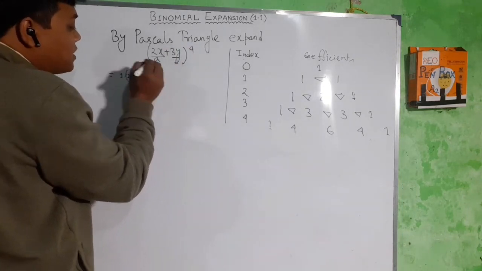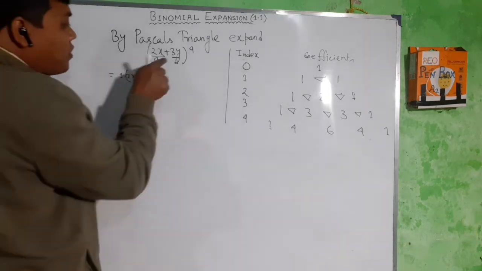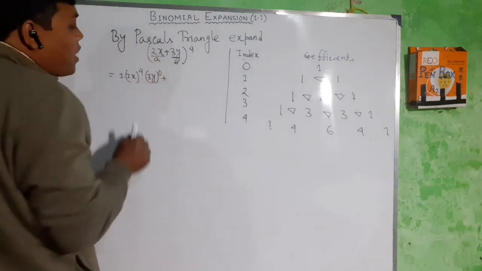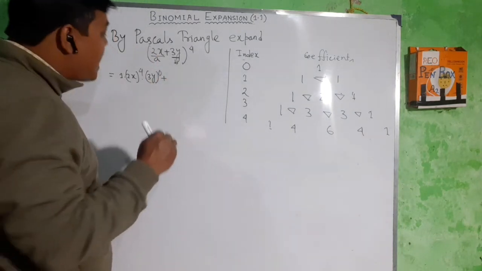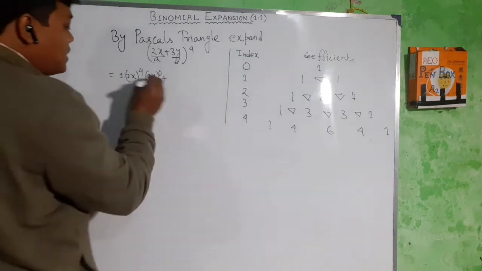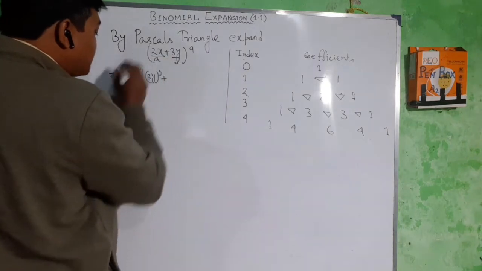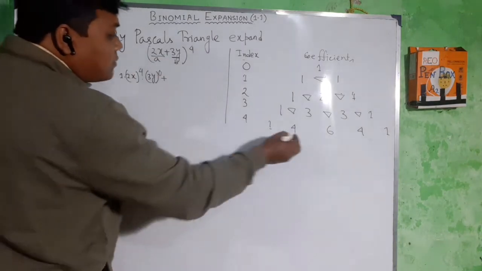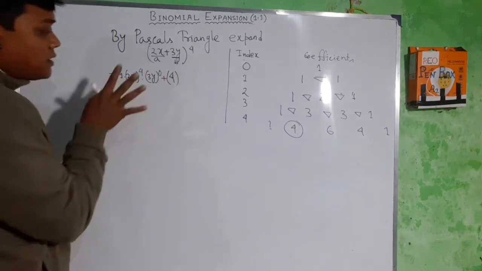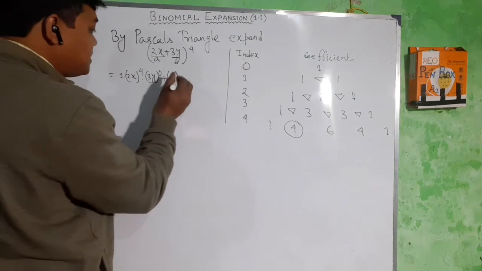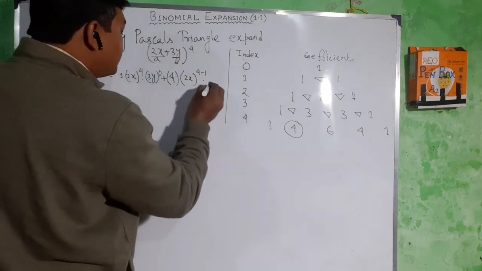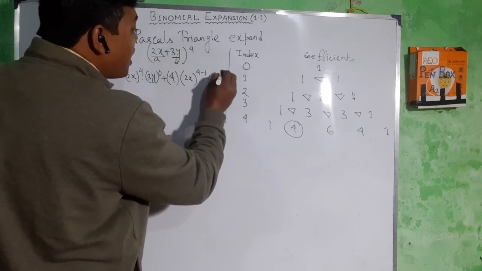I have already mentioned this starts from 0 for b, and now the index of a, or 2x, decreases and the index of 3y increases by unity. Okay, what is the coefficient of the second term? The coefficient of the second term is 4. I have taken the first bracket to identify the coefficients: 2x whole to the power 4 minus 1 and 3y whole to the power 1.